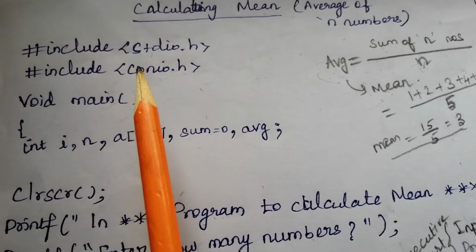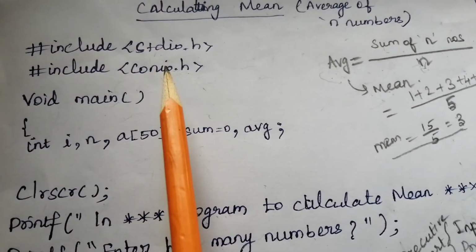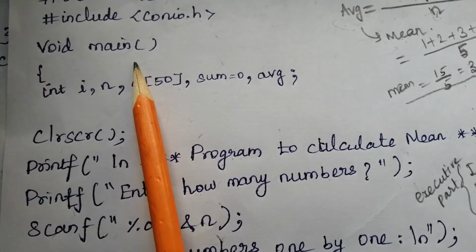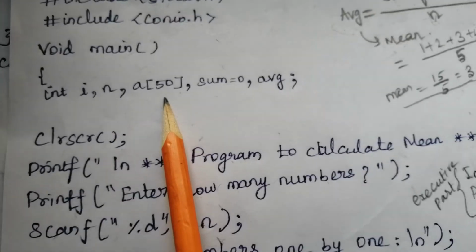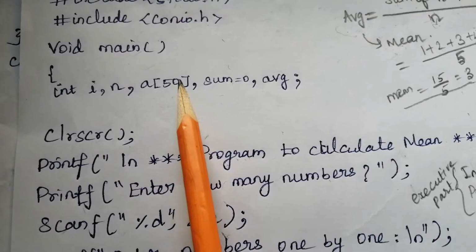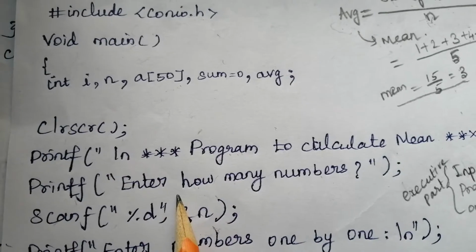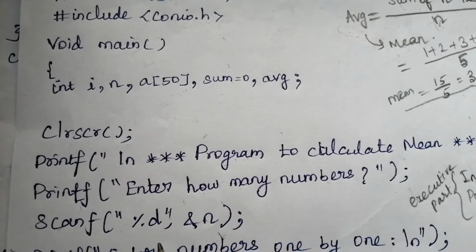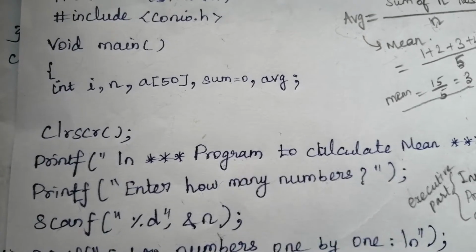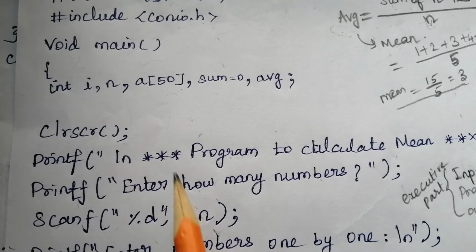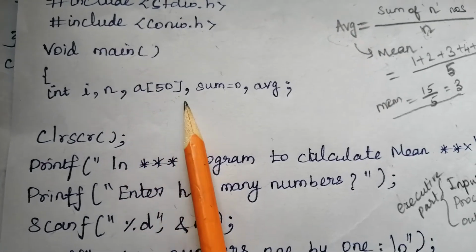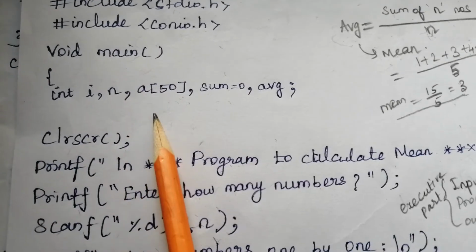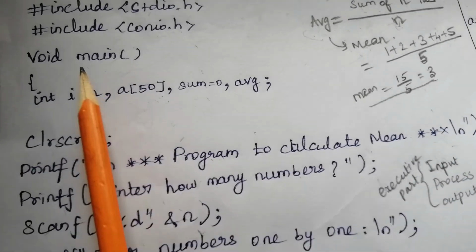In the very first statement we have to include the header files which will be required for this particular program. After that we have to start the main function. Inside the main function we have to use two parts: a declarative part and then an executable part. In the declarative part, all the variables that are required and will be used in the executable part need to be declared. So these are all the variables required, and we have to declare them in the declarative section.